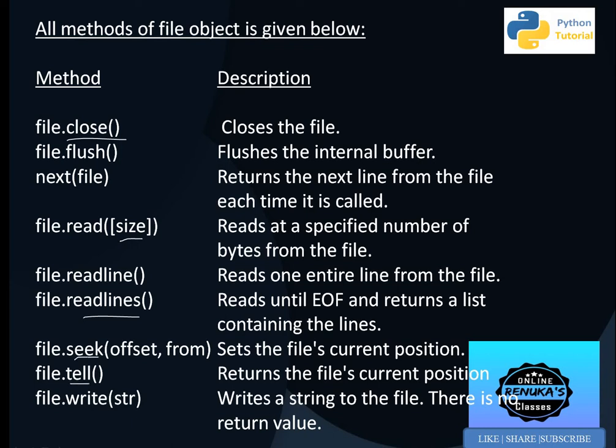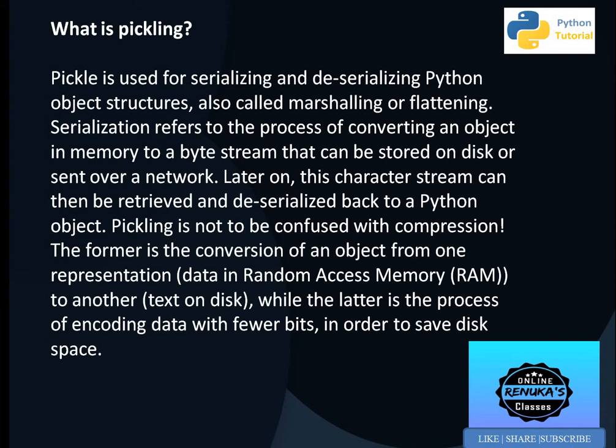The seek function helps you to set the pointer to whatever position you want. If you want to read the file from in between, you can set the pointer there with the help of the seek function. Tell will tell you the current position of the pointer, where the file is at present. Suppose you have read 2 lines, then tell will tell you that your pointer is at the 3rd line. Then write helps you to write a string to a file. So these are the various methods which we can use to accomplish any task using files.